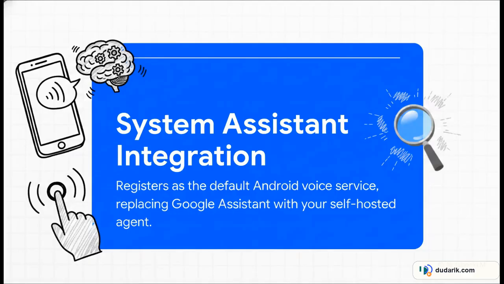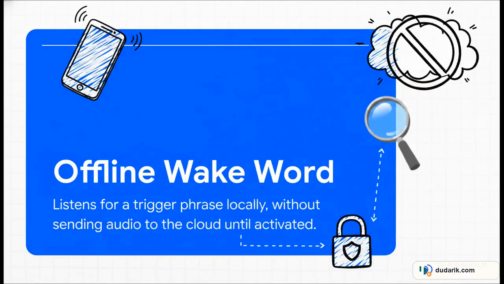Okay, System Assistant integration sounds super technical, but what it means is actually really simple and really cool. The app literally becomes your phone's default assistant. So that long press on the home button, the one you use for Google Assistant, yeah, that now summons your AI, your own private self-hosted agent. It feels totally native because it's not just another app, it's taken over that core function. Oh wait, it gets even better. It's always ready to listen for a wake word, like OpenClaw or Hey Assistant. But, and this is the really important part, all of that listening, it's happening 100% on your device. No audio is being streamed anywhere until after you say that trigger phrase. Your privacy is the default here.